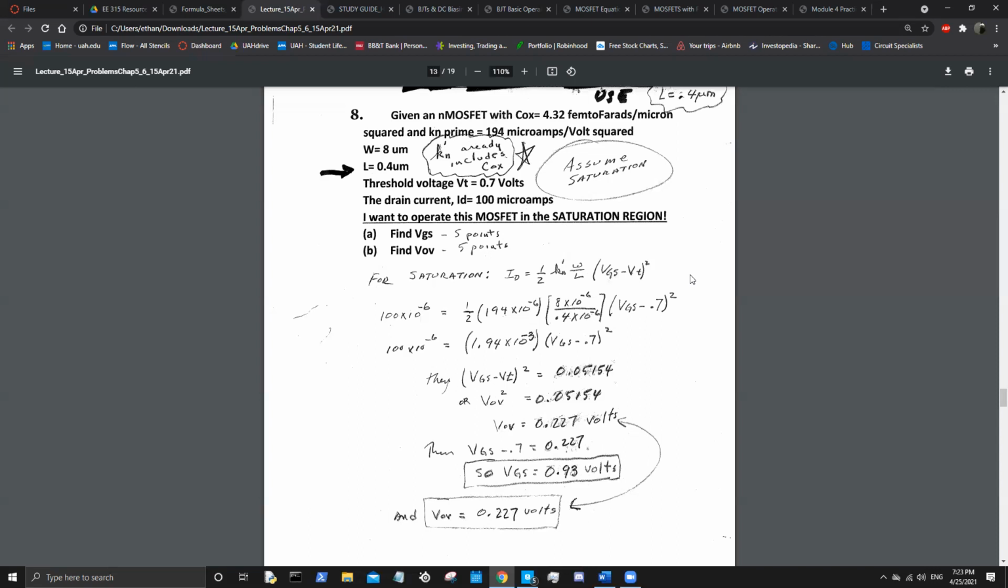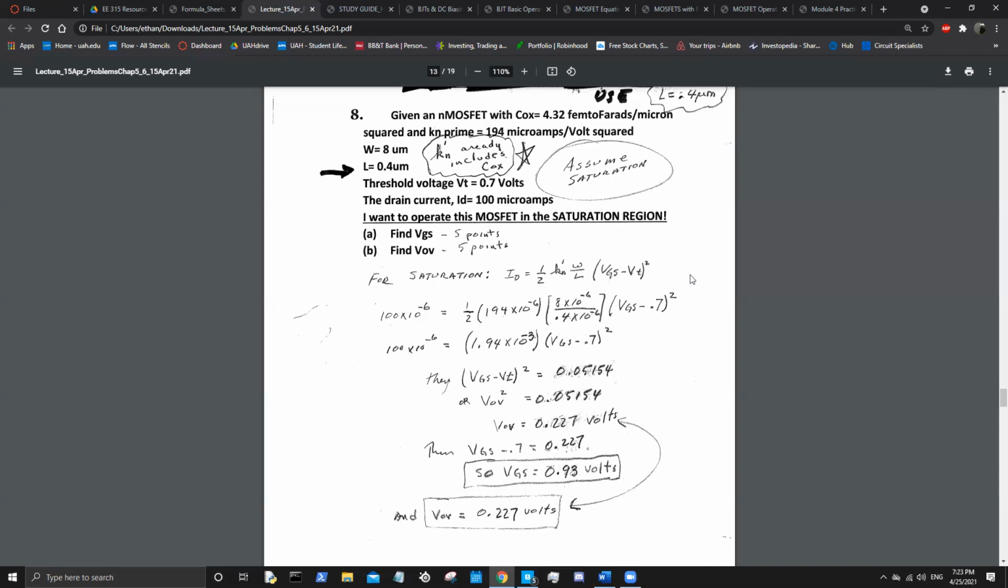So we just need to find VGS and we're set. We're given the saturation formula, which is on our formula sheet, and then we start plugging in what we know. 100 microamps is ID, so that starts on the left, half of 194 microamps, so Kn prime, plug them right there. We were given W and L, so plug those in.